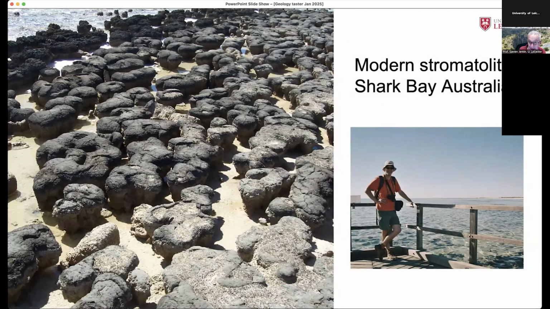And they do still occur today. They're very rare today, stromatolites, because they're very sensitive to macroscopic animals and things. But in some environments, such as Shark Bay here, they actually do still occur. And interestingly, I was able to go to Australia just a few weeks after I'd been in the field in Ethiopia, seeing the same thing. So that was pretty cool.